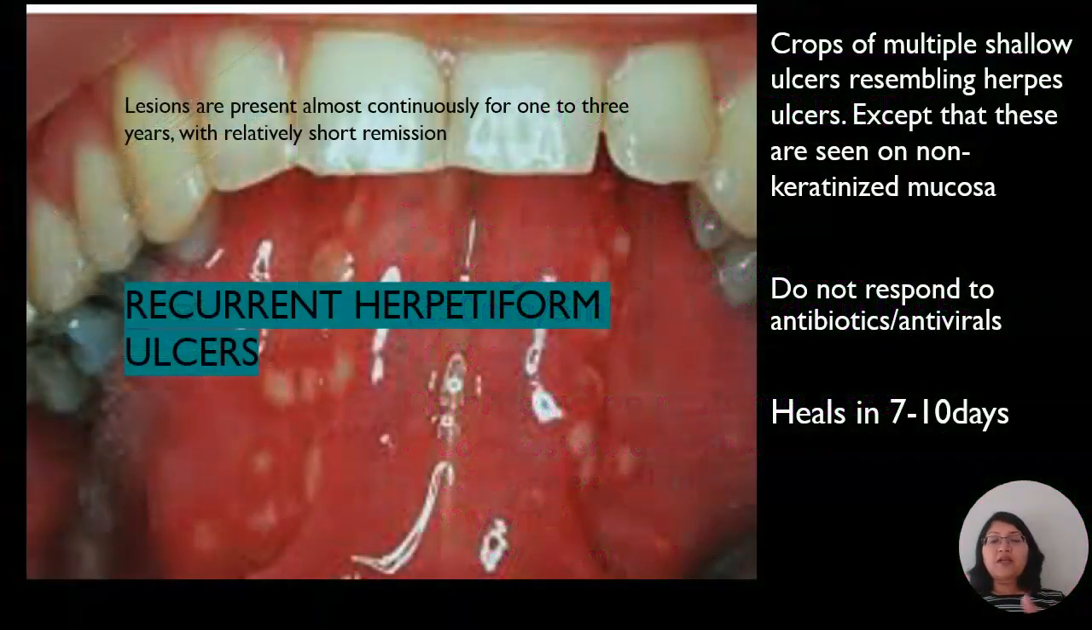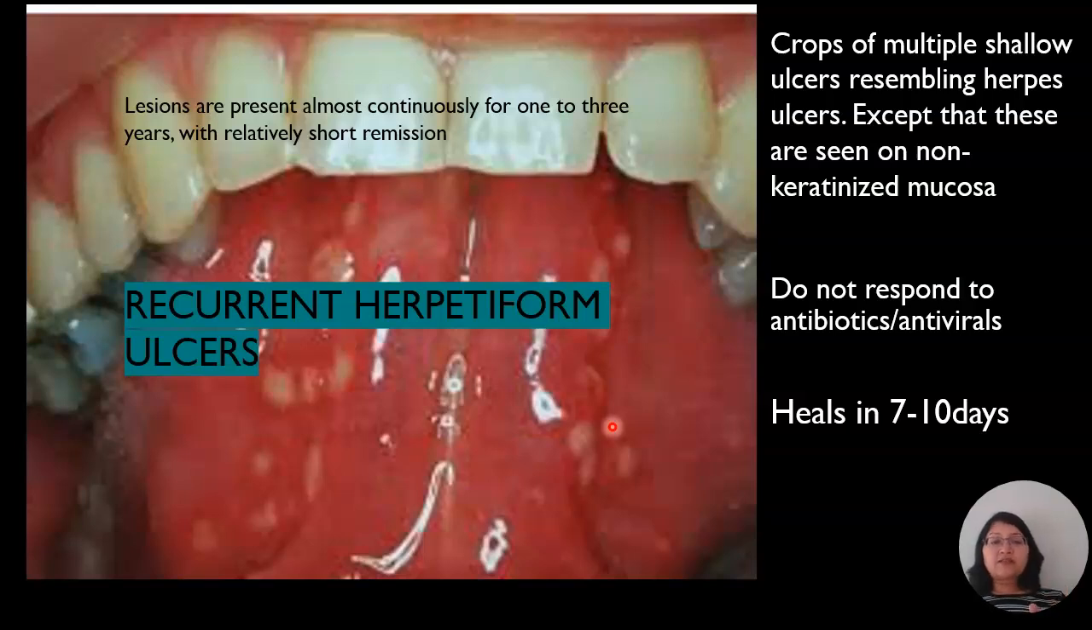Now there's something called recurrent herpetiform ulcers. What are these? If you see in this picture, you see a crop of multiple, look at this, shallow ulcers, they look like an octopus. And when you see multiple ulcers like these, sometimes people would confuse it with herpetic ulcers, because herpetic ulcers, as we'll talk about in the later part of the video, occur in crops.